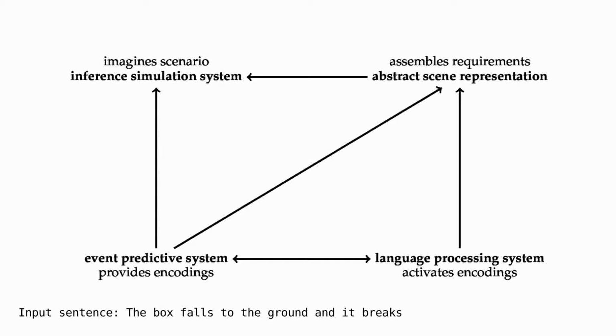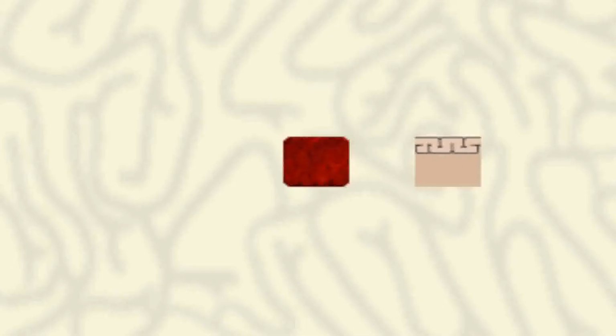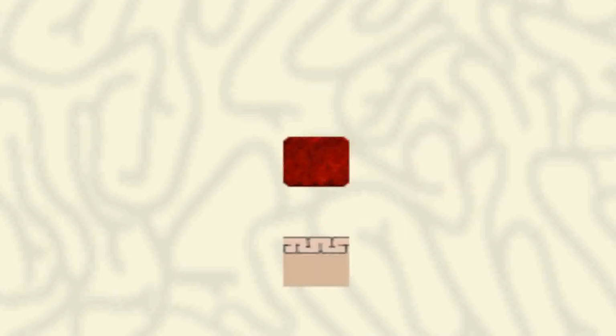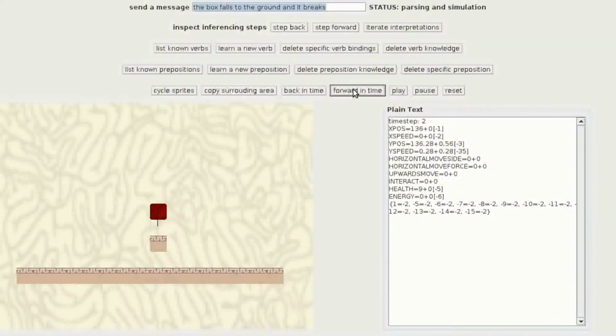The inference simulation system then tries to come up with a setup to build an actual real scene that obeys the laws of its environment. So it will start with a default setup and then use heuristics to adapt this until it gets a correct mental simulation of that sentence, which we see here.